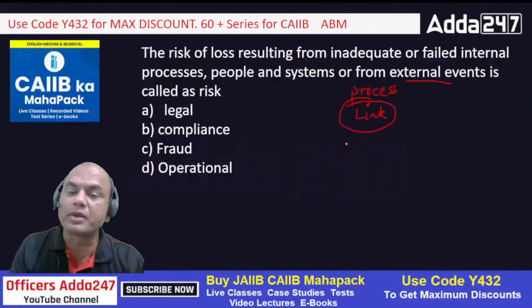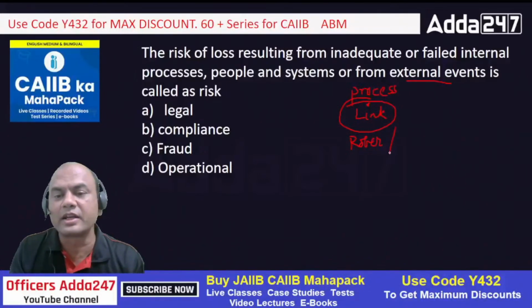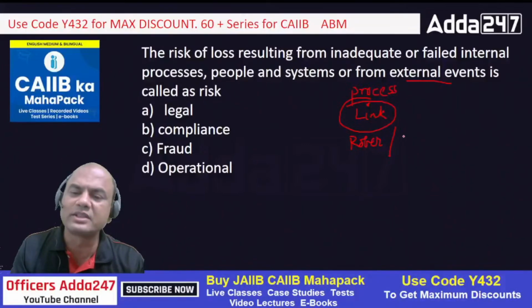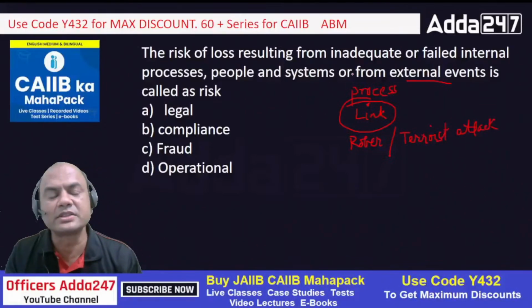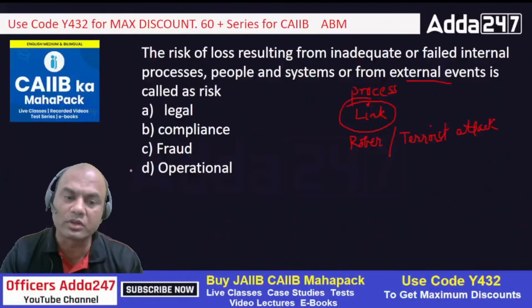What is this external events? Means let's say there is a robbery in my bank. Okay, robbery. So there is a robber who has robbed something. Okay, or there is a dacoity. Dacoity means let's say terrorist attack. There is a terrorist attack in my bank. Okay. So now which type of risk is this? Which type of risk is this? It's an operational risk. Always remember.